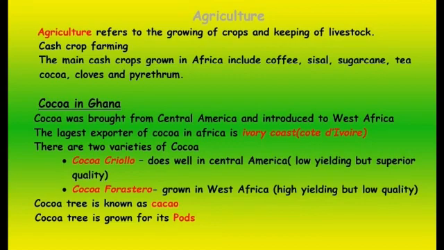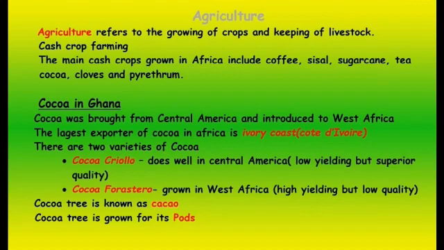And we started by looking at cocoa in Ghana. We said cocoa was introduced in West Africa from Central America. And there are two varieties of cocoa that exist. We have Cocoa Criollo, which is grown in Central America, and we said this particular variety is slow yielding, but it's of the best quality, highest quality. We have looked at Cocoa Forastero, which is the variety that is commonly grown in West Africa. We have said it's high yielding, but it is the lowest quality compared to Cocoa Criollo.